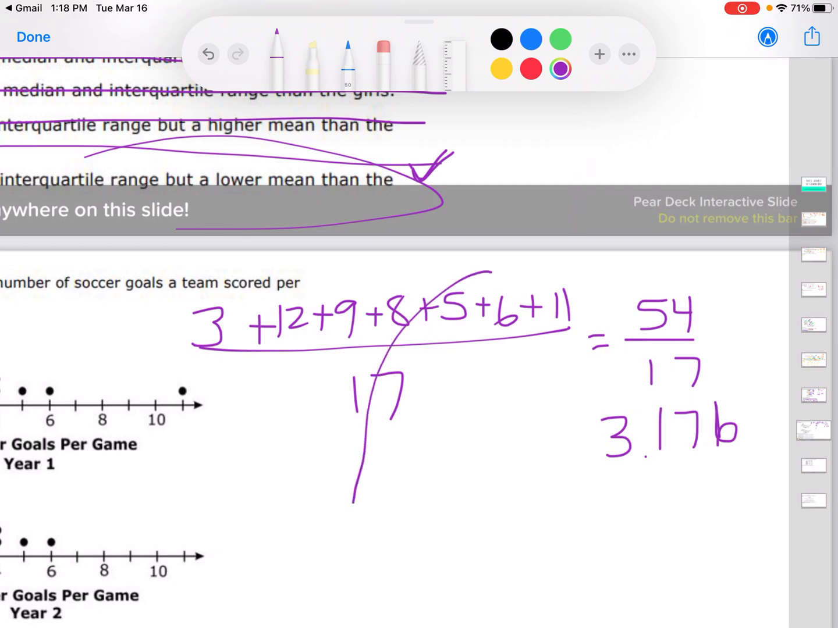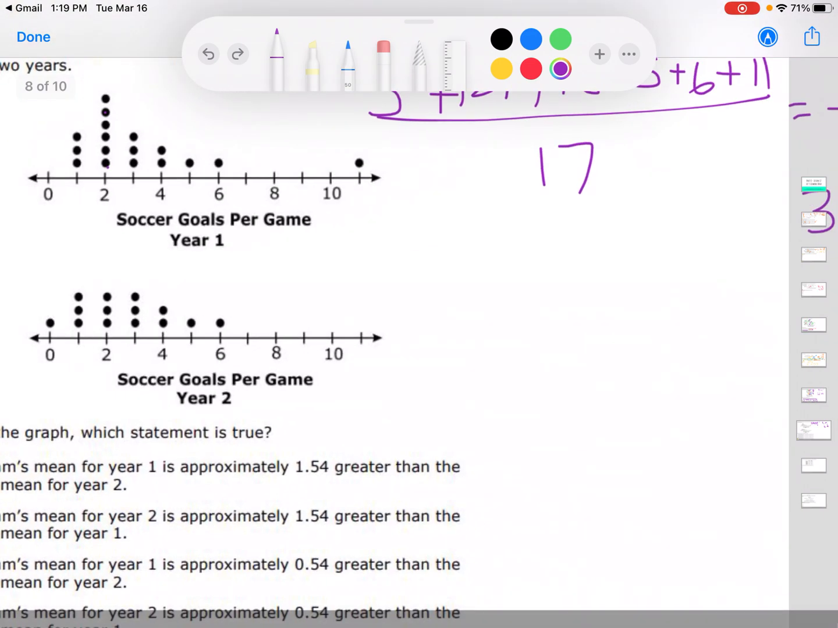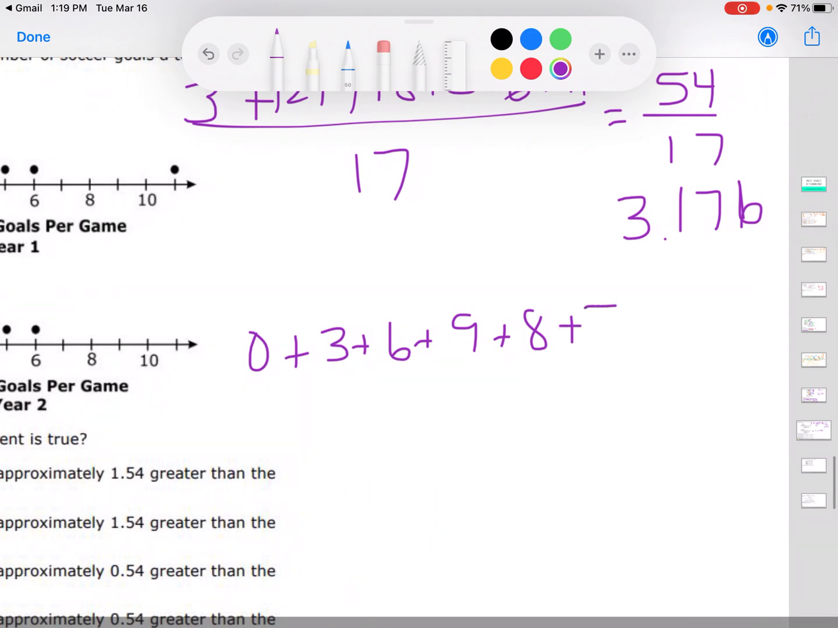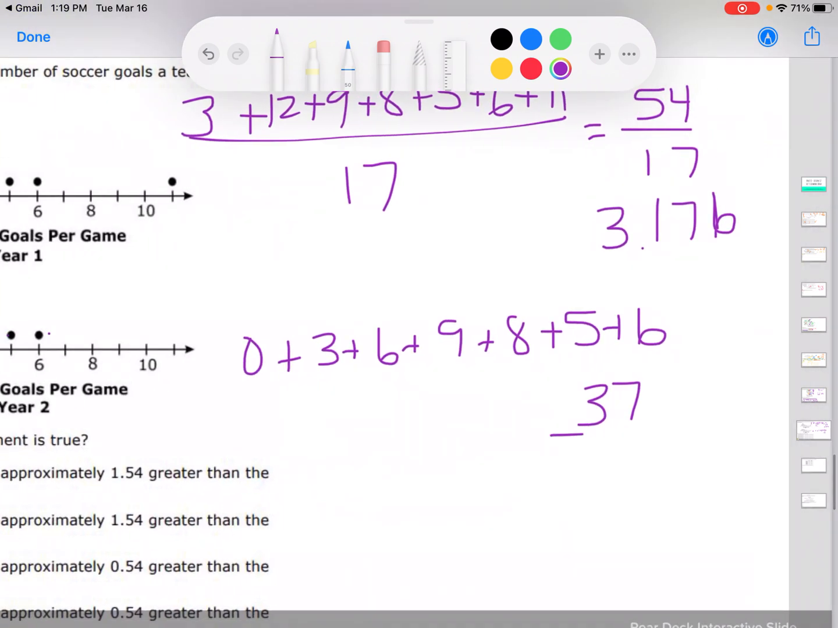All right, then I'm going to do the other one. So for this one, I have a 0, 3, and then each of these dots is 2, so that's 6, 9, 8, a 5, and a 6. So I'm going to add up those numbers and I get 37. And I'm dividing that by the number of dots. Even though there's a dot on 0, I still have to count it. So that's 4, 5, 6, 7, 8, 9, 10, 11, 12, 13, 14. So I'm dividing by 14 this time.